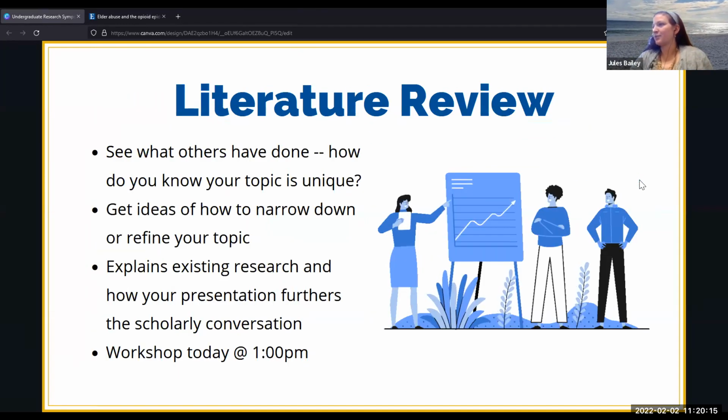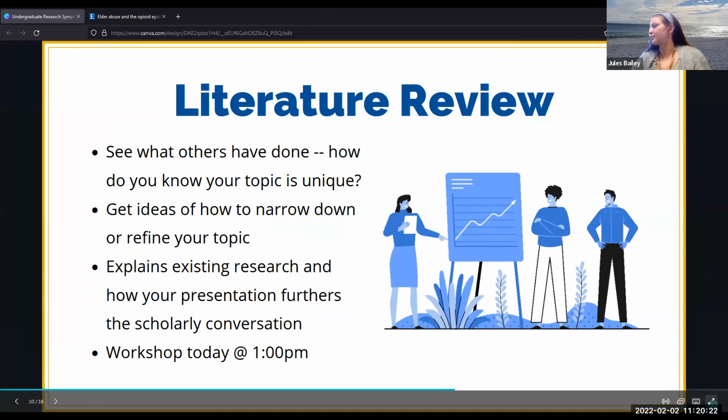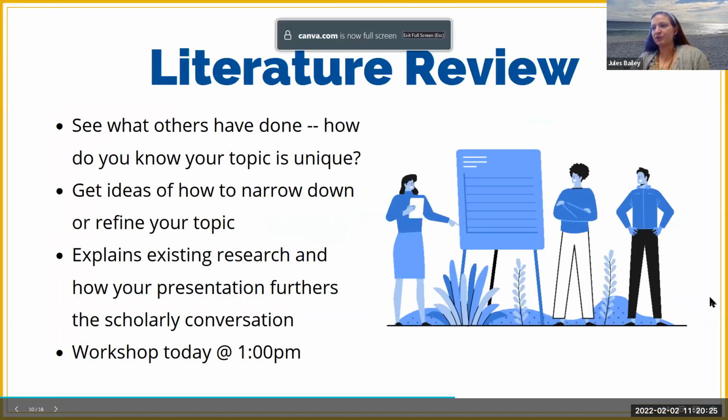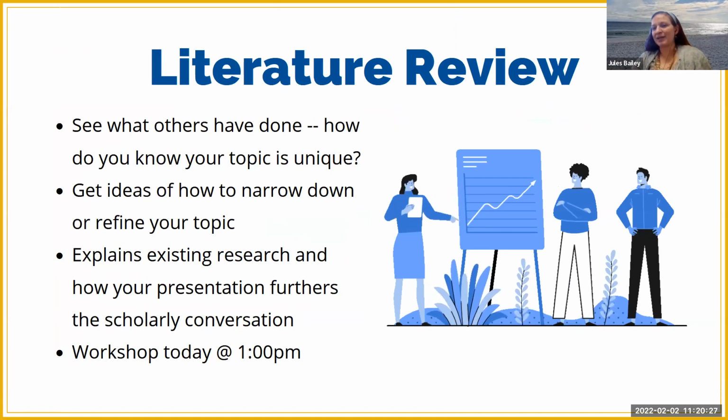All right, so when you are doing a literature review, which is what that article did, let me make this full screen again. When you're doing a literature review, as was seen in that article, that lets you see what others have done. That's how you know your topic is unique. You can get ideas of how to narrow down or refine your topic. Say you start researching and you get ideas based on stuff you're reading about how to tweak your topic, take it in a different direction than maybe you initially anticipated. It explains existing research and how your presentation furthers scholarly conversation.